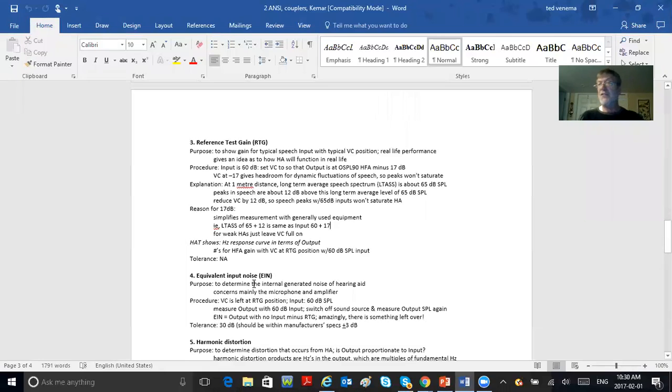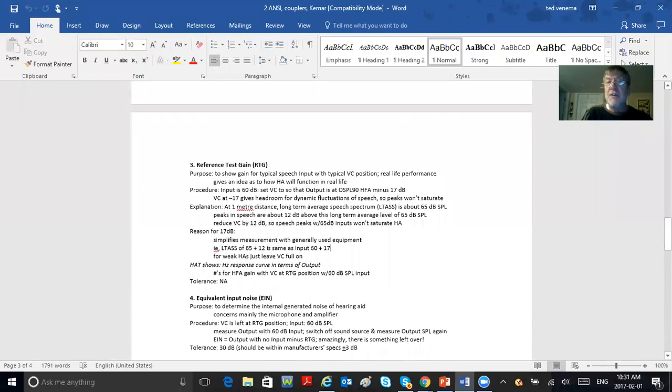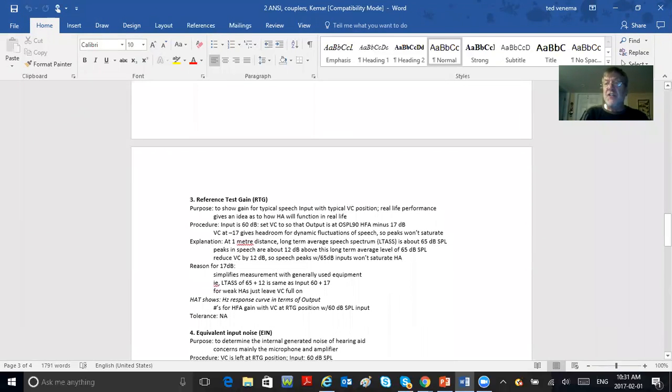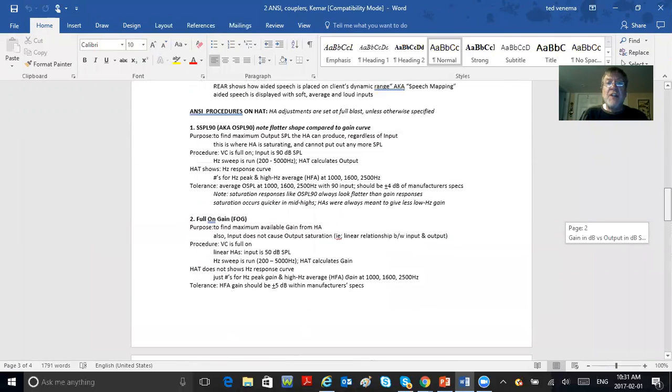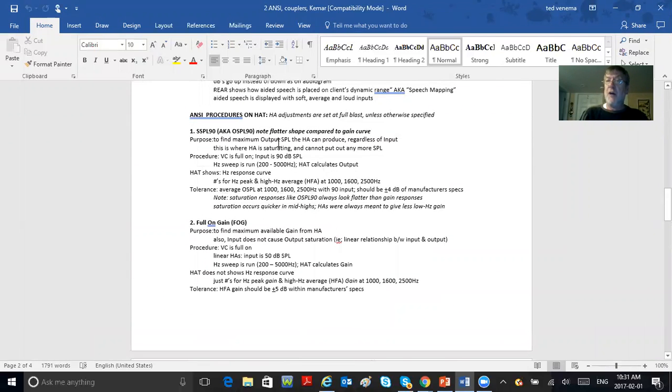Here's a third one, reference test gain. Now you're reducing the volume, okay? You're not leaving the volume full blast. Numbers 1 and 2, you left the volume full blast. The difference between 1 and 2 is that your input was 90 for number 1, and you were looking at the output. And number 2, you still left the volume full blast, but your input was reduced to 60, and also you're no longer looking at the output. Now you're looking at the gain.